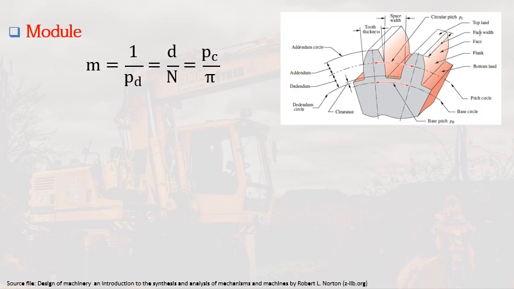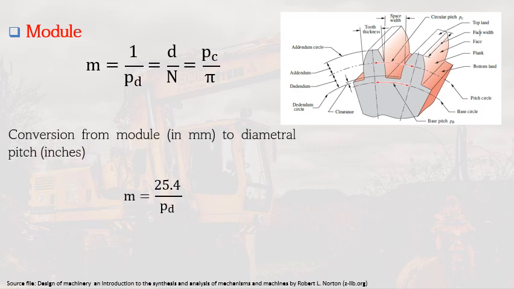So the conversion from one standard to the other is given by this formula. So you can convert, say for example, you are given a diametral pitch in inches. To convert it to module, you will use this formula.